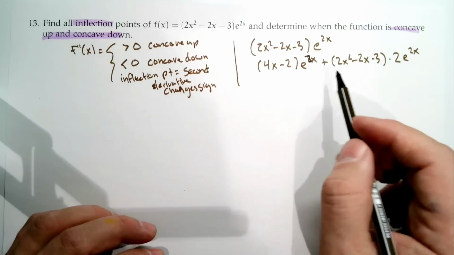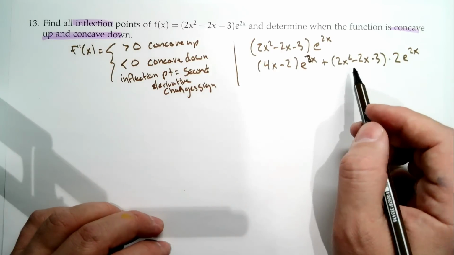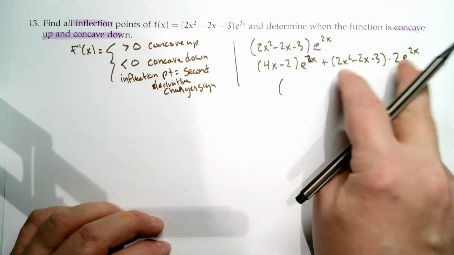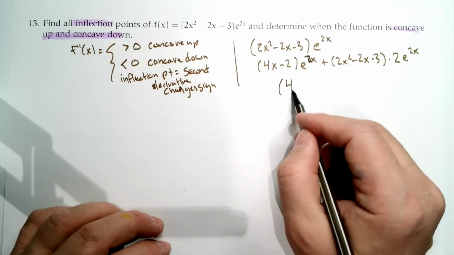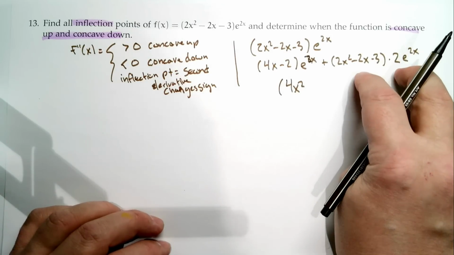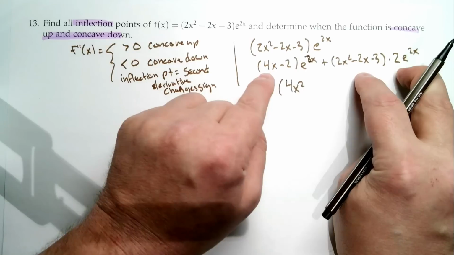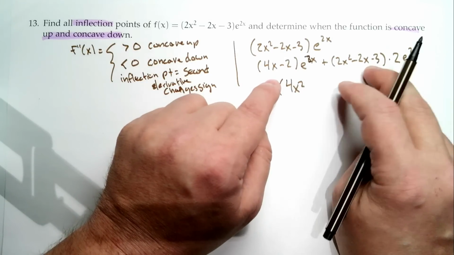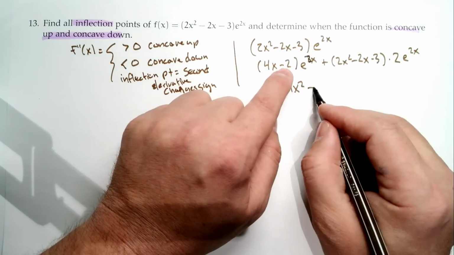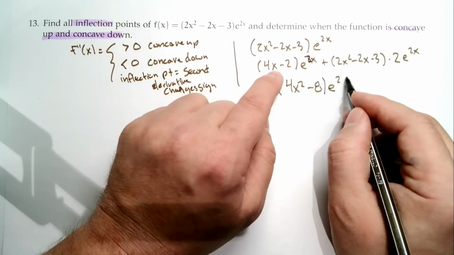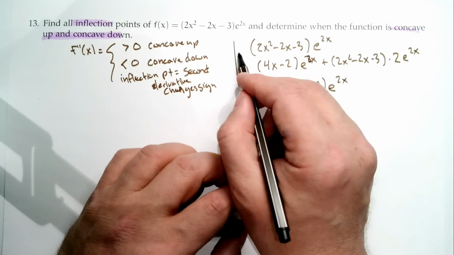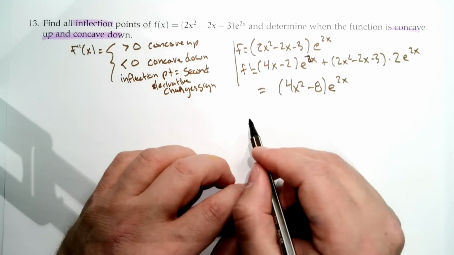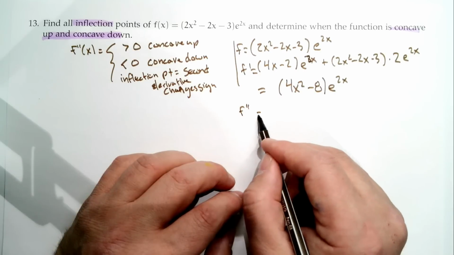Now, let's go ahead and simplify by putting it all together. So what do we have? Well, we'd have 2 times 2x squared, that's 4x squared. Then here we have minus 4x, and there's a plus 4x, which is 0. That's good. Then we have minus 6, minus 2 is minus 8, e to the 2x. So this is f, and here is f prime. So now f double prime.